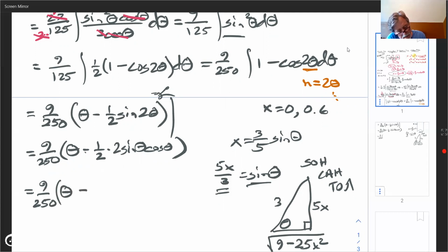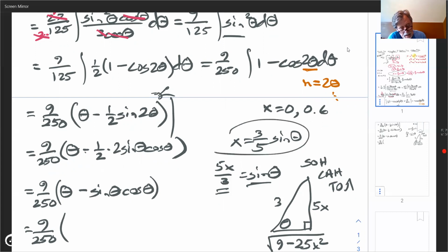Theta minus sine theta cosine theta. But look, we're going to replace sine of theta and we're going to replace cosine of theta. And let's do it now. So 9 over 250. And theta, it's interesting. That's weird too. Remember we had this guy and then this guy. Sine theta is equal to 5x over 3. Well, then that means that theta itself is sine inverse of 5x over 3. So that goes here. Sine inverse of 5x over 3 minus, and now what is sine and what is cosine?